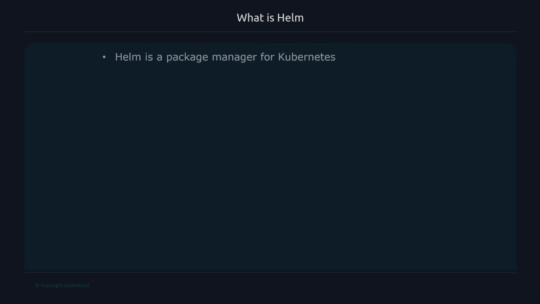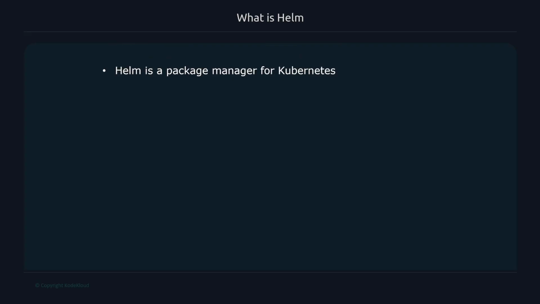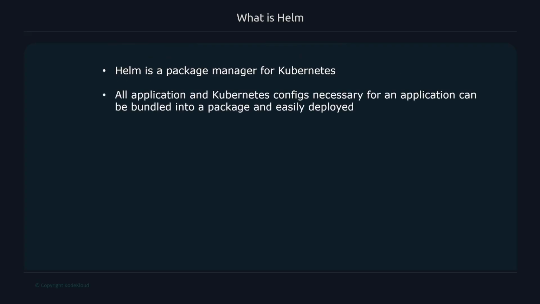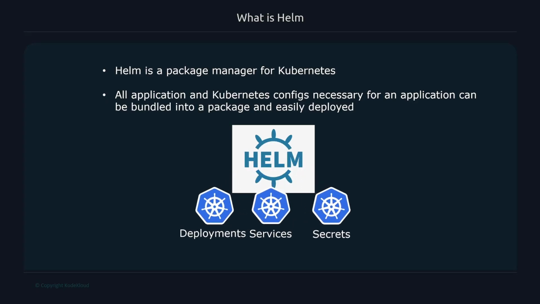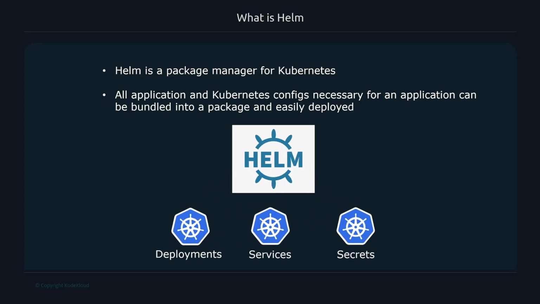So what is Helm? Helm is a package manager for Kubernetes. And what that really means is that all application and Kubernetes configs necessary for a specific application can all be bundled into a package and easily deployed by making use of Helm. And so all of the deployments, all of the services, all of the secrets, all of the Kubernetes configs that you need for your application to run, you could just bundle it up, and then all you have to do is just run helm install, and it's going to install all of those necessary components to get your application up and running.